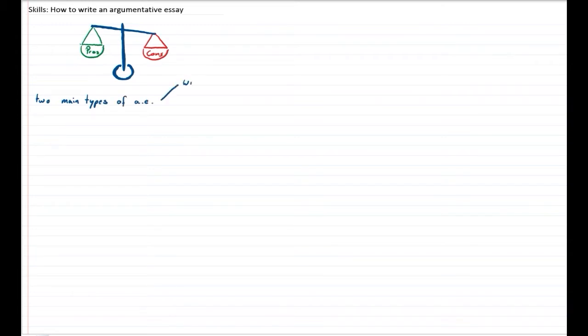For almost any topic, there are pros and cons. In an argumentative essay, you either weigh the pros and cons against each other, or you show only the pros or the cons. So there are two main types of the argumentative essay. Either you try to win someone over, you convince the other party, or you present the pros and cons neutrally.